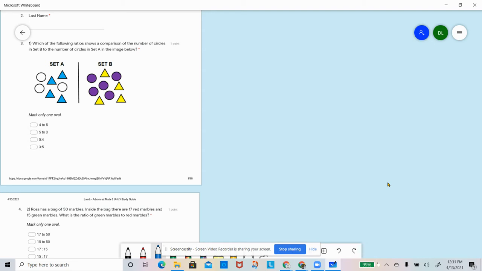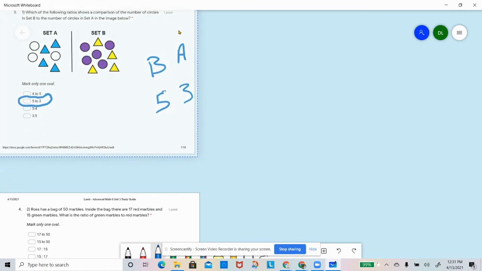Well, we know whenever you write a ratio, we always do the order in which it's asked. So we're going to do B first and A second. So we're looking for circles in B. So there's 1, 2, 3, 4, there are 5 of them. And there are 3 circles in set A. So we're looking for a 5 to 3 relationship. Okay, so the answer for question number 1 obviously is 5 to 3.